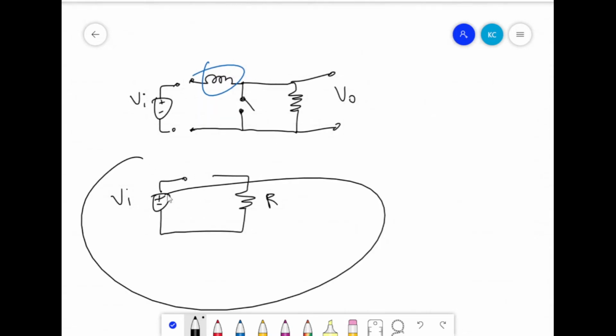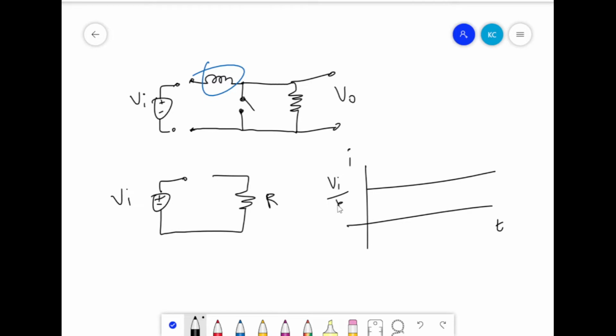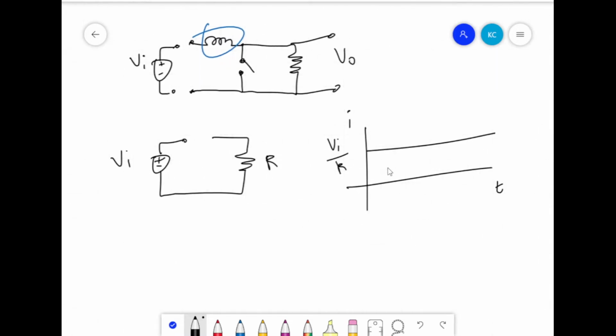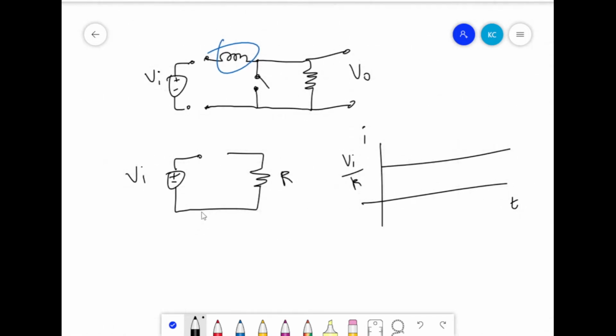Okay, so let's say we have this circuit right here. We all know what's going to happen. Current is just going to go through the resistor, just like that. And if we plot this current with time, it's just going to be like this. It's the V divided by R, which is the maximum current it's going to go through here. And there's going to be no change in time, until the battery runs out of charge or whatever.